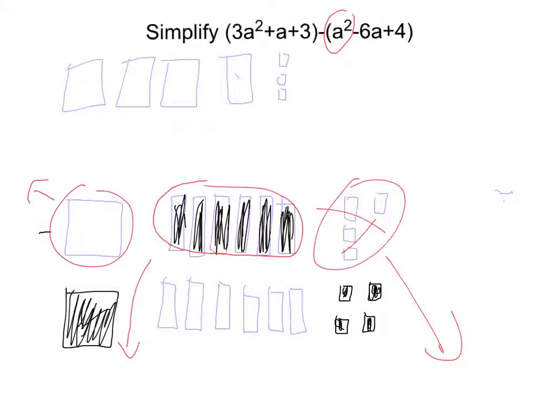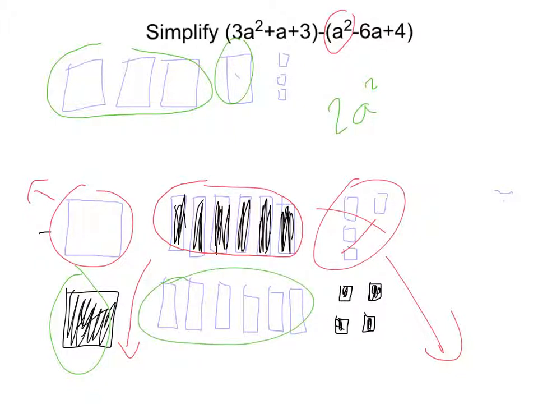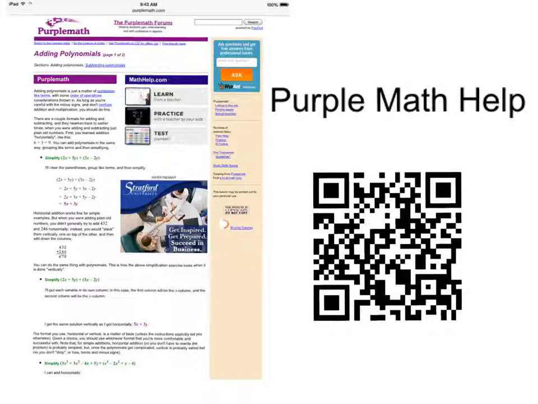Alright, so then we just combine like terms. 3a squared and negative 3 is a 2a squared. Then an a and a 6a is plus 7a. And then we combine a positive 3 and negative 4, so minus 1. That's your final answer. If you guys are still having trouble learning this concept, a helpful website is shown below.